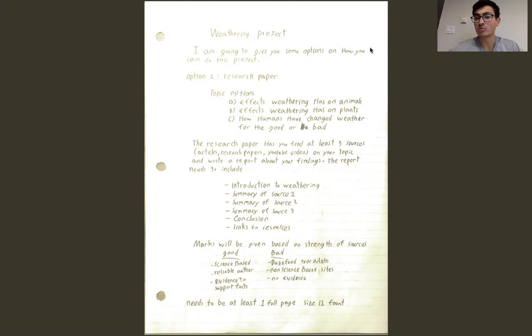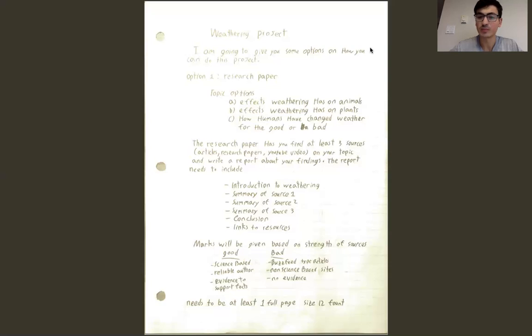I want you to introduce weathering in probably 4 to 5 sentences. Really give it a good introduction on what weathering is, and summarize the lesson we had on weathering. Then I want you to summarize source 1, summarize source 2, summarize source 3, and then write your conclusion about what these three sources tell you about your topic.